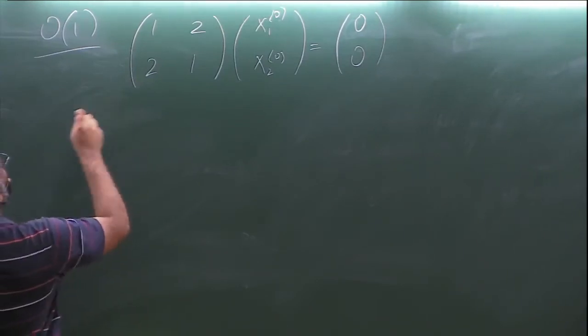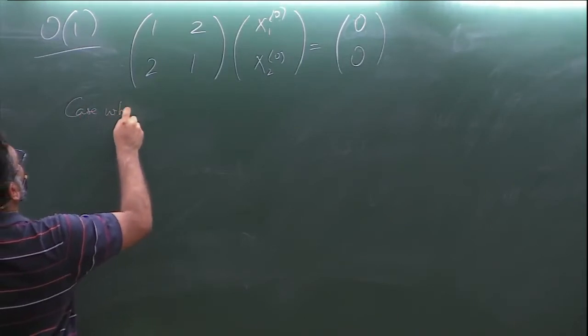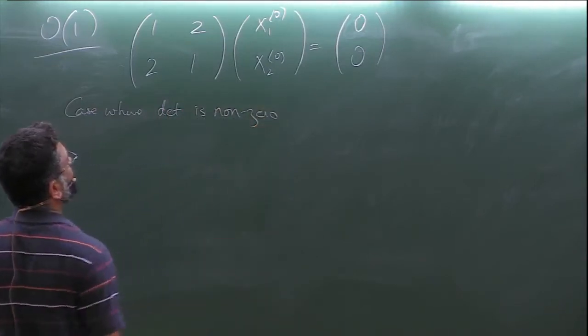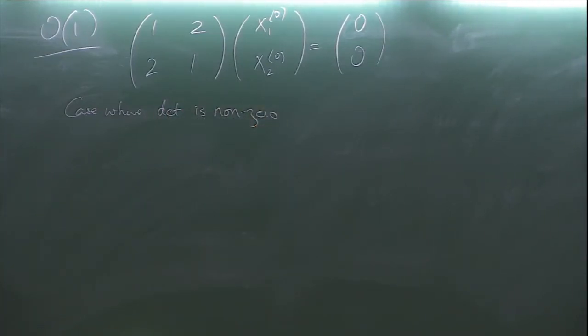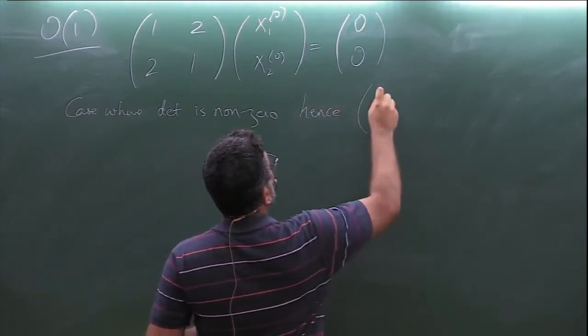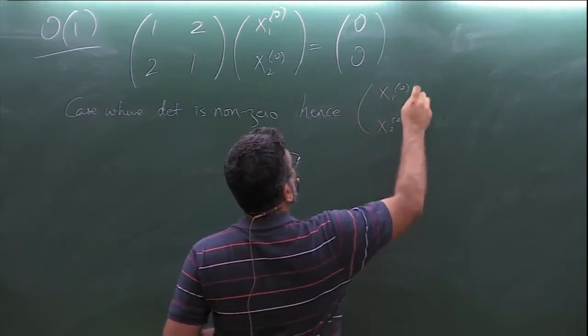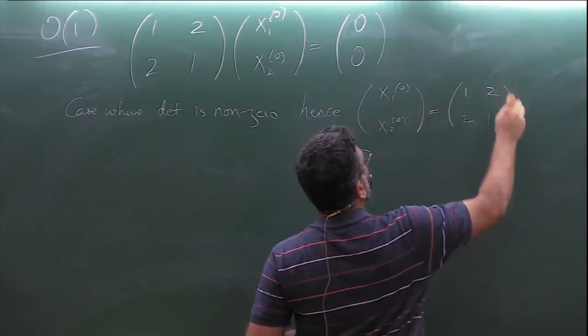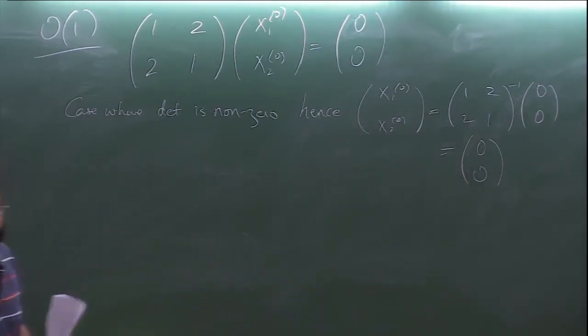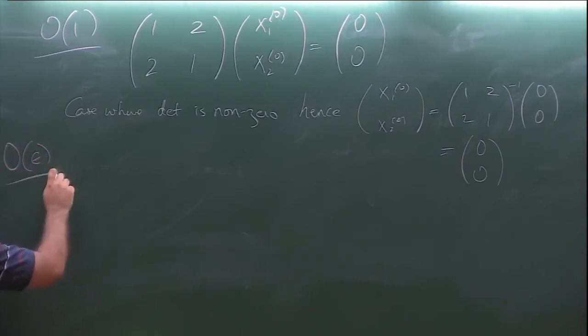All right, so this is the case where the determinant is non-zero. I leave you to check that that's actually true. Hence, x10, x20 is the inverse of 1, 2, 2, 1 times 0, 0, which is 0, 0. Great. Very easy to solve. So we've got our lowest order. We proceed at order epsilon.